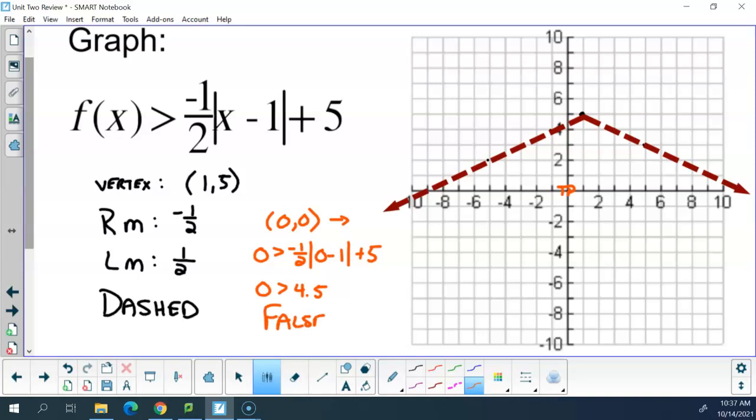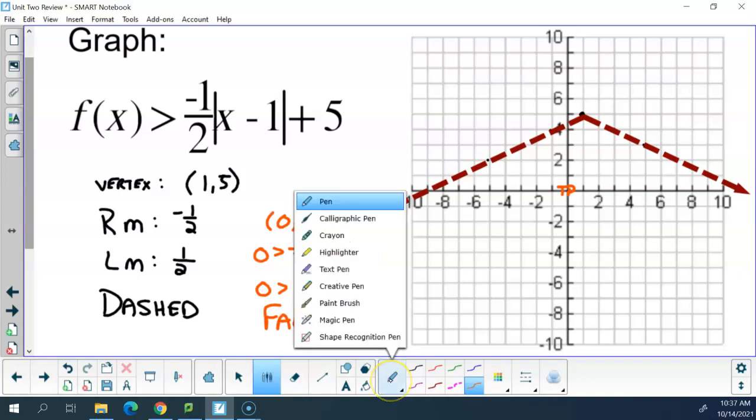So am I shading the lower inside half or am I shading the upper outside half? Upper outside half.